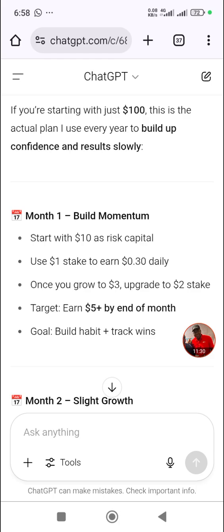Month 1. Remember, I told you, if you want to do this project, you need at least 100 days. It's like you want to learn a handwork. So you must learn it, establish it first. So the goal is to build habits plus track your wins. So all the trades you're going to be doing that month, you're going to be documenting them.